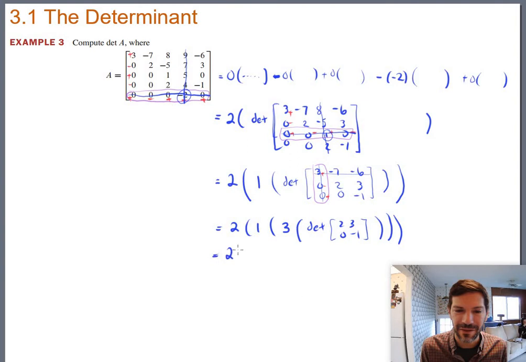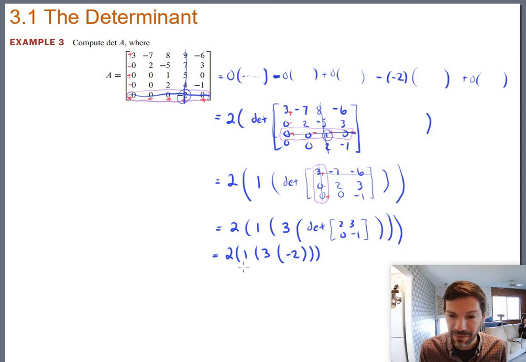So finally here I've got 2 times 1 times 3 times the determinant of a 2 by 2, and that's AD minus BC. So 2 times -1 minus 0 times 3. So just 2 times -1 or -2. Okay, all that to say that all we're really doing is multiplying these 4 numbers together. So 2 times 1 is 2, times 3 is 6, times -2. Whew, finally, determinant of all that comes out to -12.